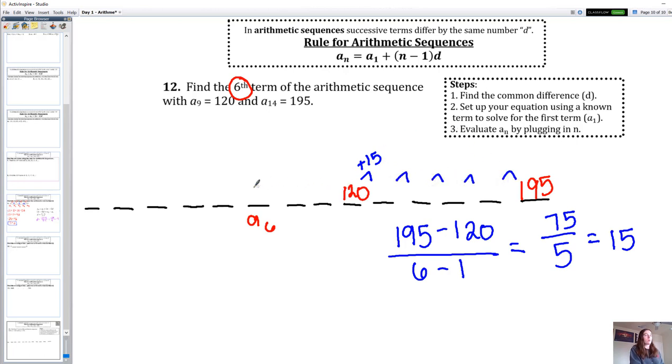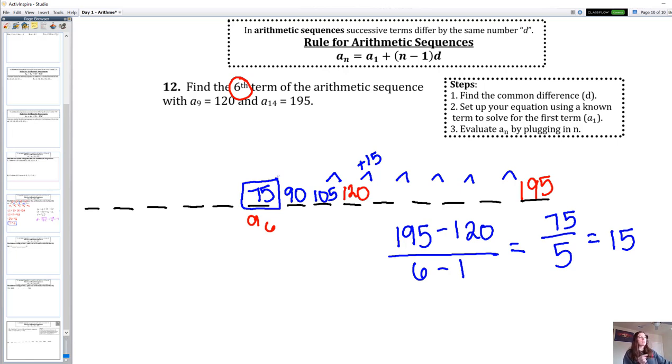Now, if we're going backwards, we want the term in front of 120 plus 15 to get me to 120. So to go backwards, we're actually going to have to subtract. Something plus 15 is 120. That something is 105. Something plus 15 is 105. That's 90. Something plus 15 is 90. That is 75. So a sub 6 here, working backwards, is 75.